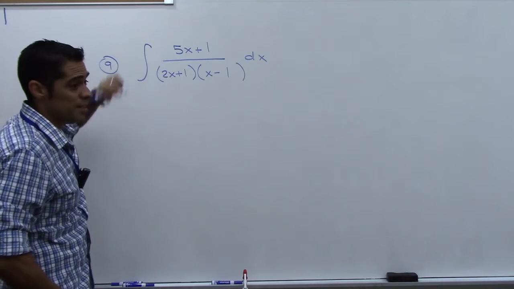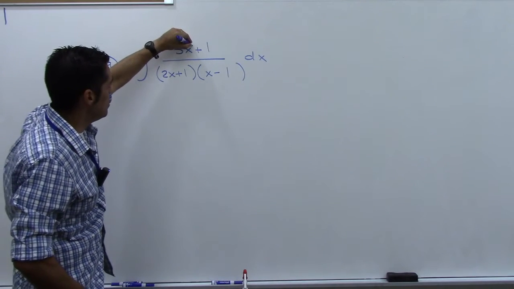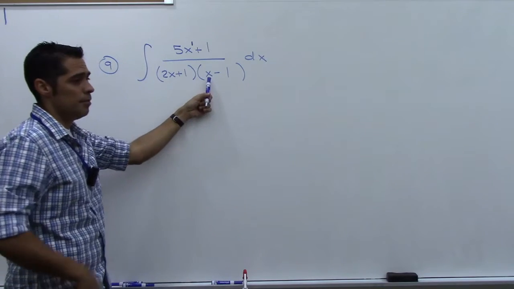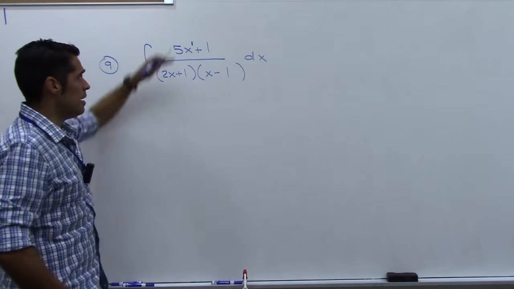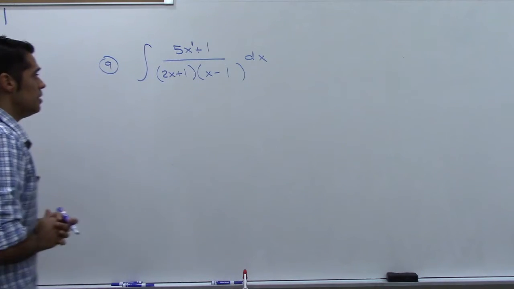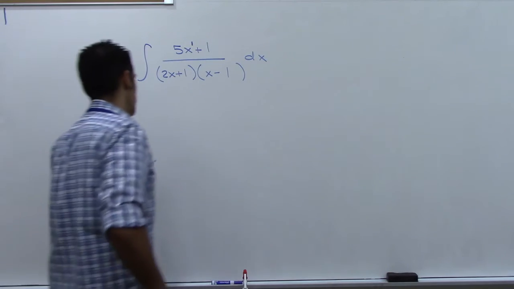And now I just need to check the degree. So the degree of the polynomial up here is 1. If I multiply these two together, I'd get a quadratic, and that would be a degree of 2. So the degree up here is smaller than the degree down here right now, and so I do not do long division. And so now I just go to the actual technique.